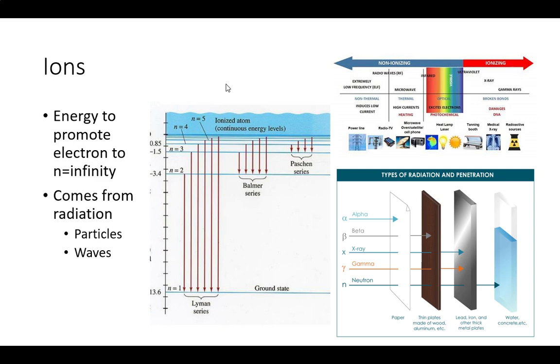So this one is just to give you an idea of how much can go through. Alpha particles, right? Really heavy nuclei, paper stops. They don't go far, right?